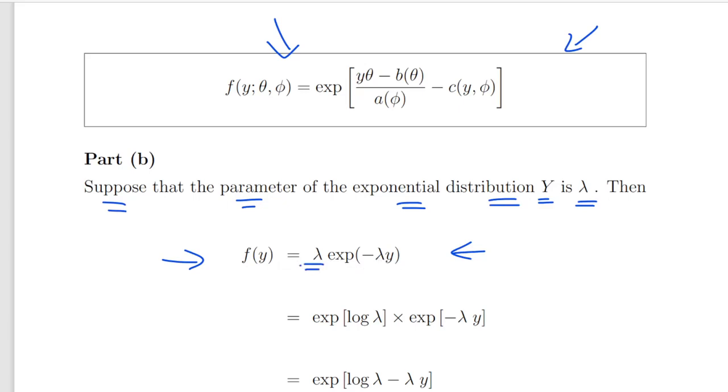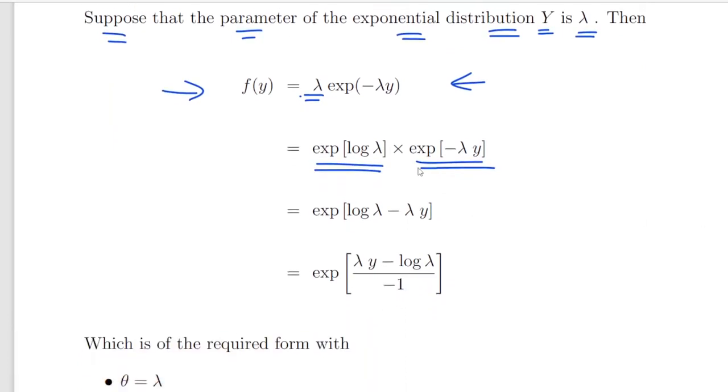So what we're going to do is split that up into two parts. We have lambda there, so I'm going to re-express that as the exponential of log lambda. And the other part is the exponential of minus lambda times y. Now, essentially we can multiply them out, which means adding the components together, this part here and this part here. So what we have is the exponential of log lambda minus lambda times y. And we could re-express that as lambda times y minus log lambda, divided by minus 1. So it's the exponential of that.